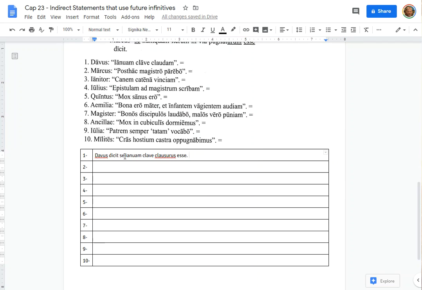Davus says that he will close. So again, we have to keep this in the accusative, like the se here. So since Davus is masculine, he is again going to be clausurum. Clausurum esse. Davus dicit se ianuam clave clausurum esse. Davus says that he is going to close the door with a key, or lock the door with a key.